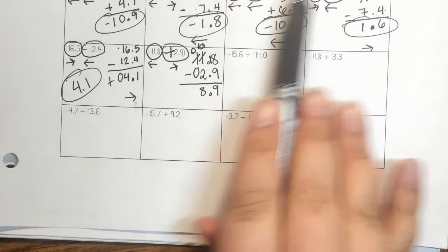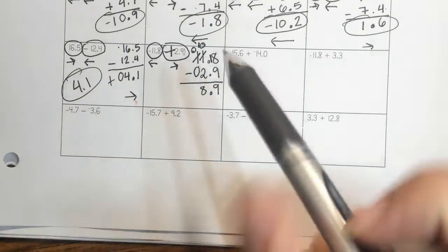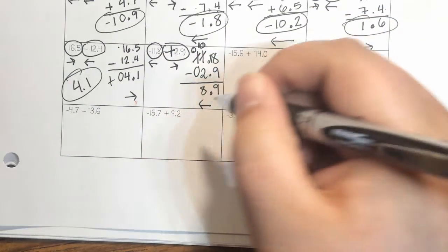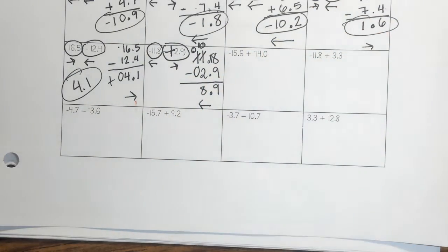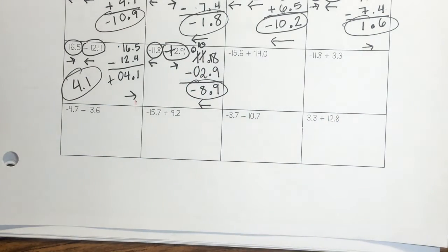We had almost 3 going to the right, but almost 12 going to the left. So the left direction is where our 8.9 is going, and the left is negative on a number line. So 8.9 is negative there.